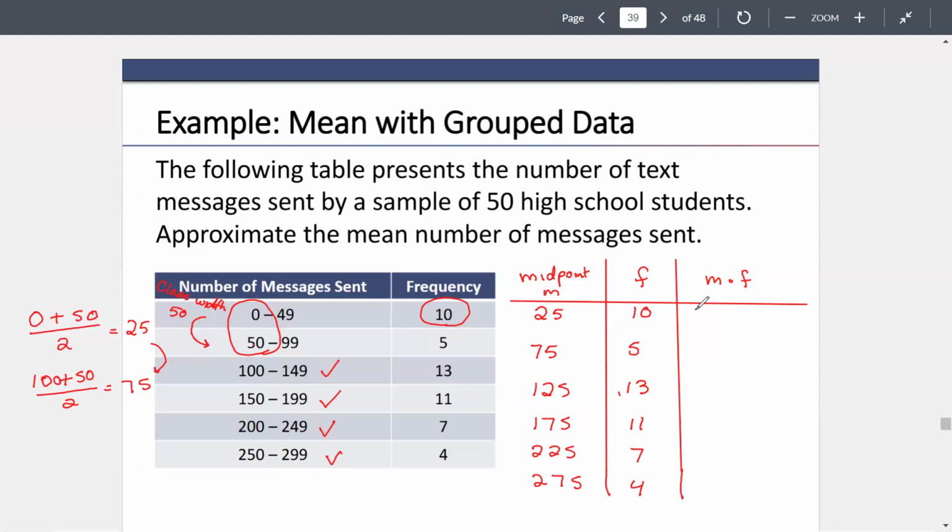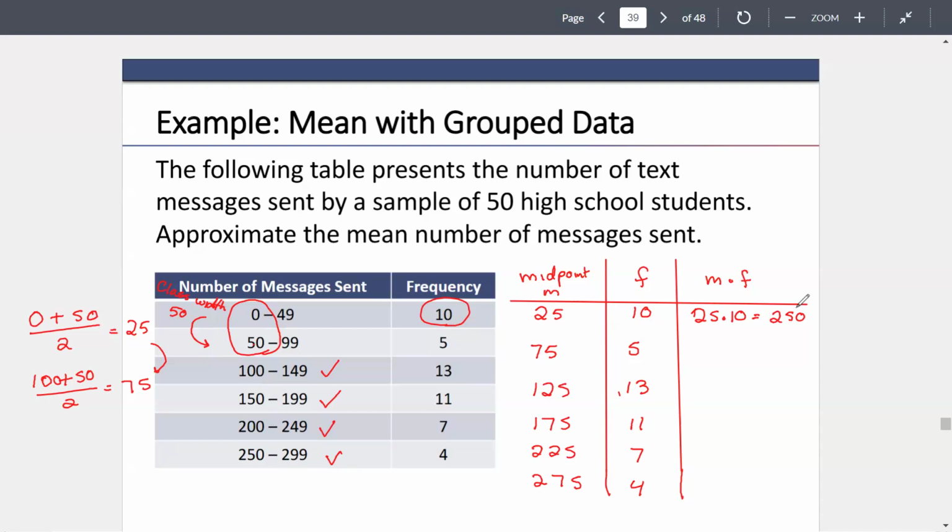Then we're going to go through. We're going to take that midpoint and take that frequency, and we just multiply them together. Really what I'm doing is saying I have 25 ten times. So we're just going to make it easier on ourselves. I'm not going to write down that whole part each time.